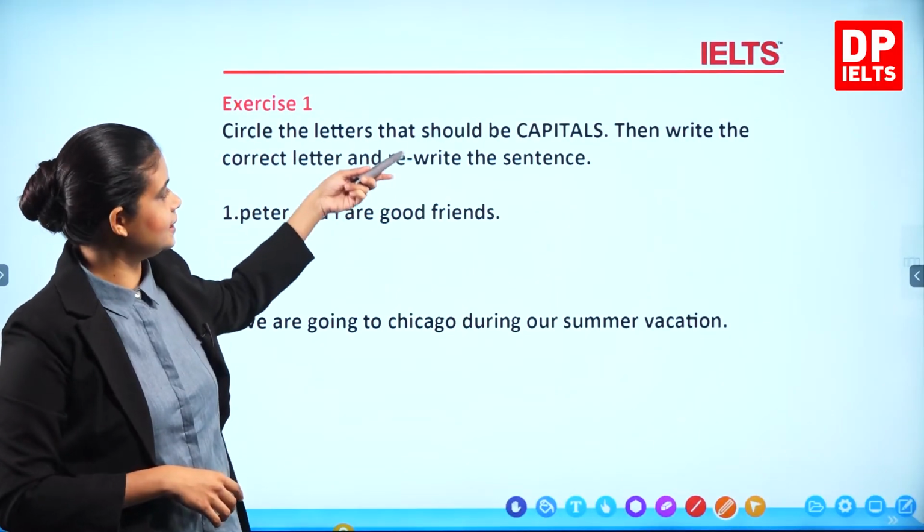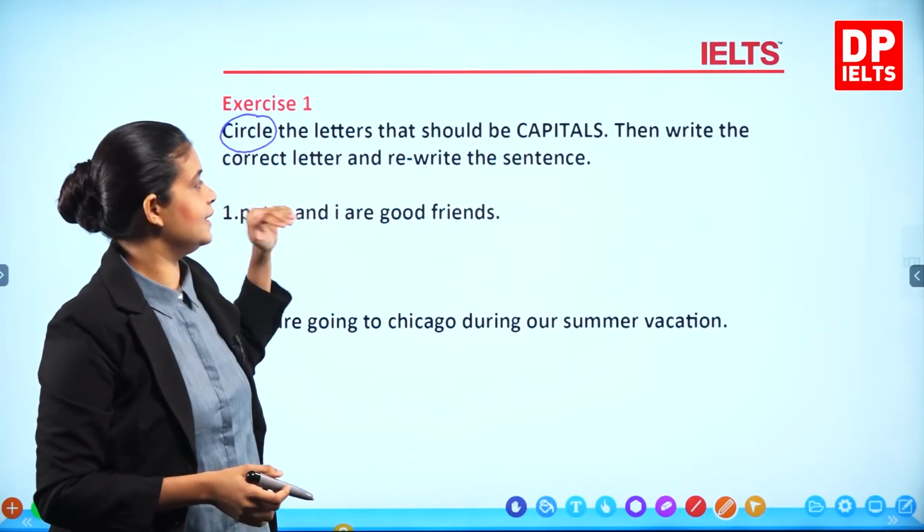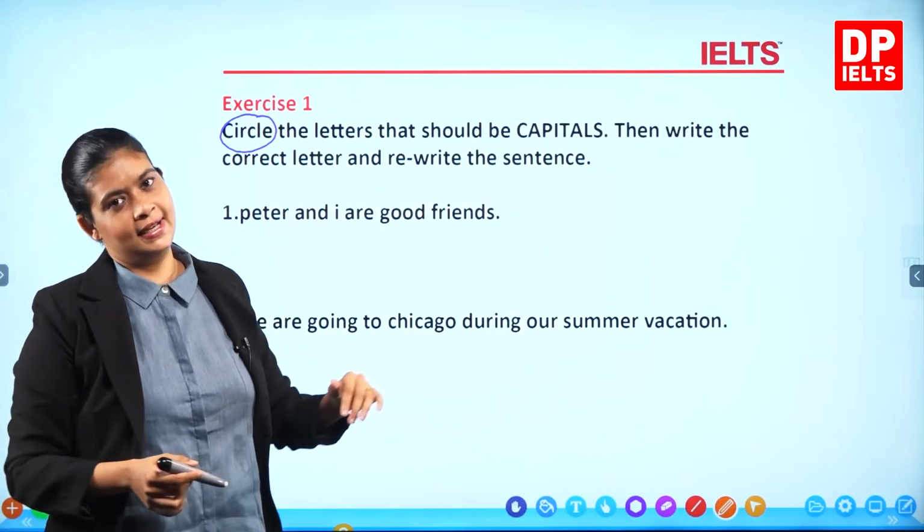Circle the letters that should be capitals. Then write the correct letter and rewrite the sentence.